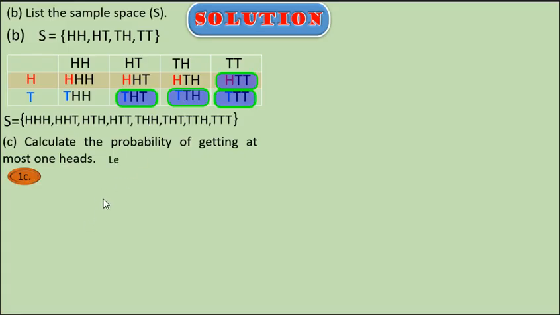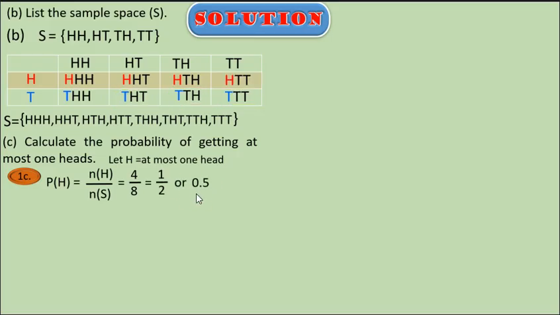So now the probability of getting a maximum of 1 head will give us the number of possibilities of getting 1 head or no head at all, divided by the number of the sample space. And from the table here, you can see there are only 4. I have 4 of them, and then over 8. Dividing that, I'm going to have 1 over 2 or 0.5. That's the probability of getting at most 1 head.